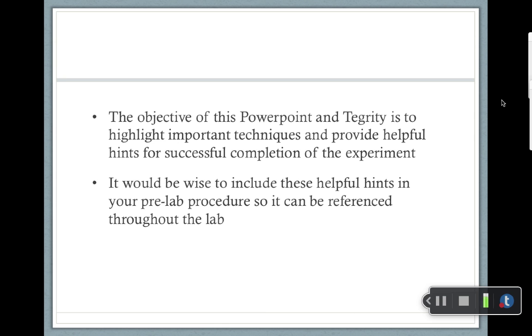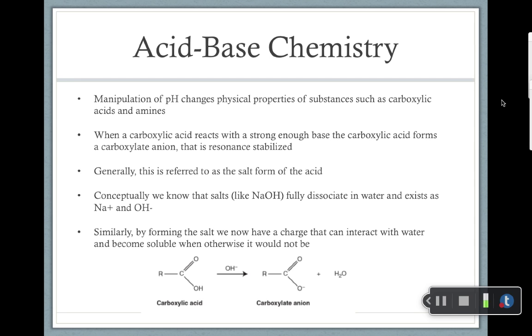So the objective of this PowerPoint is to highlight important techniques and provide helpful hints for successful completion of the experiment. These are really going to help you guys get out of lab on time. It is pretty time intensive on the first week, so you definitely want to be multitasking as you go through this lab. I would advise that any helpful hints that you see in this Tegrity video that are not included in the Sapling manual, you include those where you deem fit.